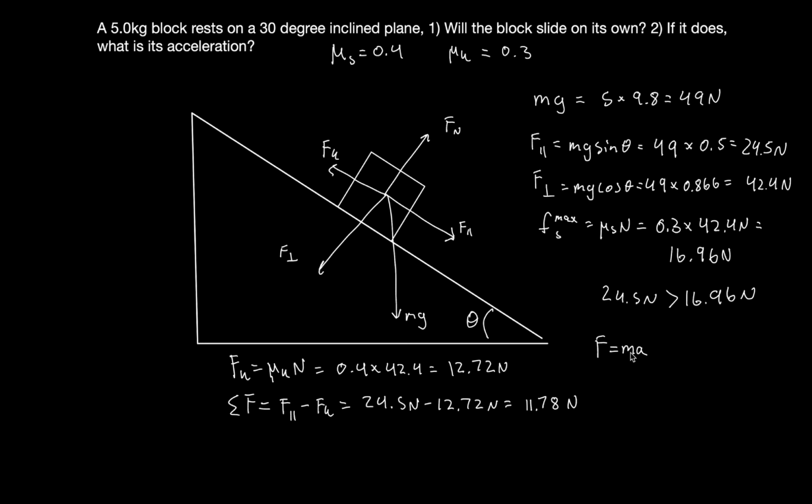So if we just move the mass over, then we're just going to get acceleration equals force over mass, and our acceleration is going to be 11.78 newtons over, and our block was 5 kilograms, and this is going to end up being 2.36 meters per second squared. So let me move this guy over here to make it a little bit more pronounced. So this is our final acceleration, 2.36 meters per second squared.